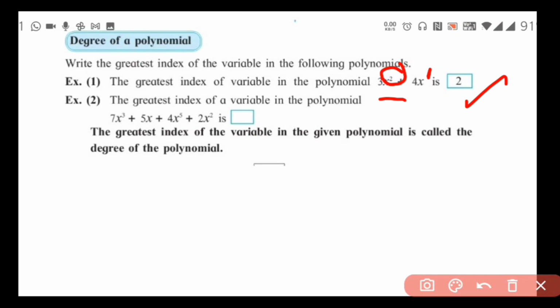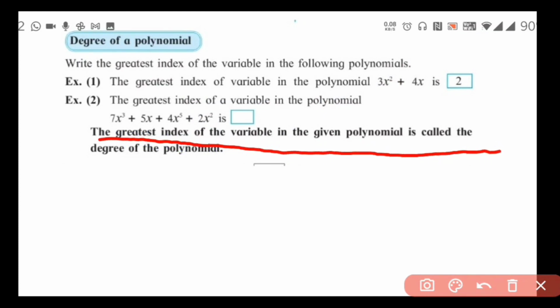Similarly, see the second example: the greatest index of the variable in the polynomial 7x cube plus 5x plus 4x raised to 5 plus 2x square. Which is the greatest index? We can see here 5. So the greatest index is 5, and that's why 5 is the degree of this polynomial. So what do we mean by degree? The greatest index of the variable in the given polynomial is called the degree of that polynomial. We have to remember this definition of the degree of a polynomial.